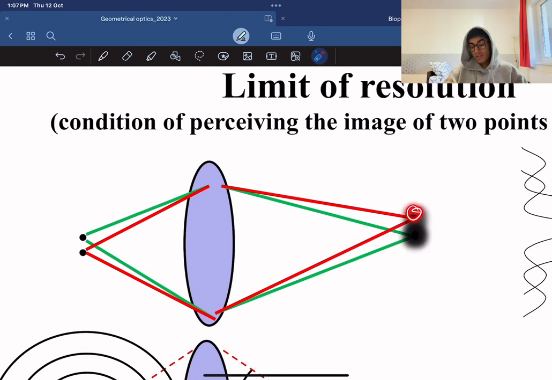See how blurry it is? You can't even tell if it's one point or two points. That is what you absolutely do not want. No. Because if you're a microbiologist and you're looking at this, how are you going to know that this is two points? Right? So what you want to happen is, you want to reduce the resolving distance.